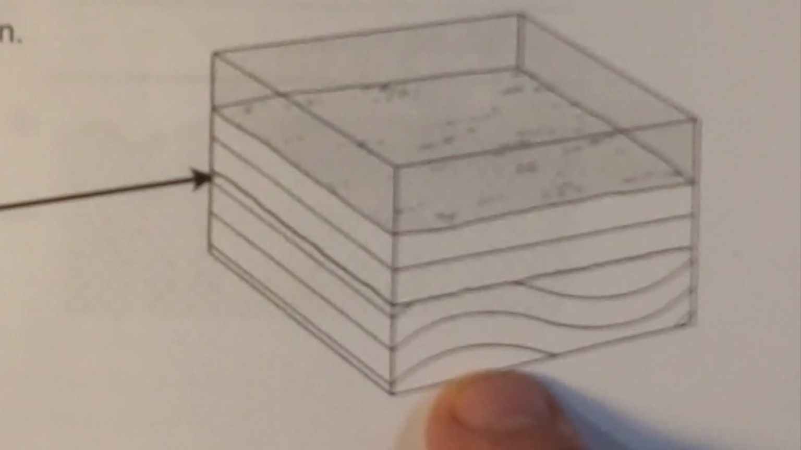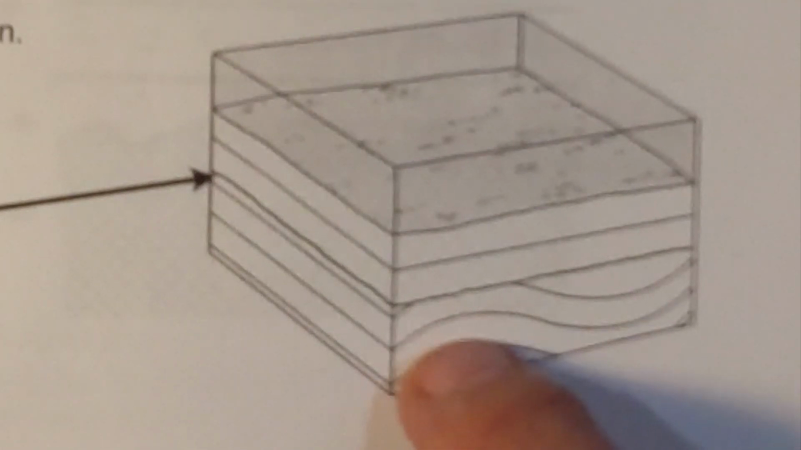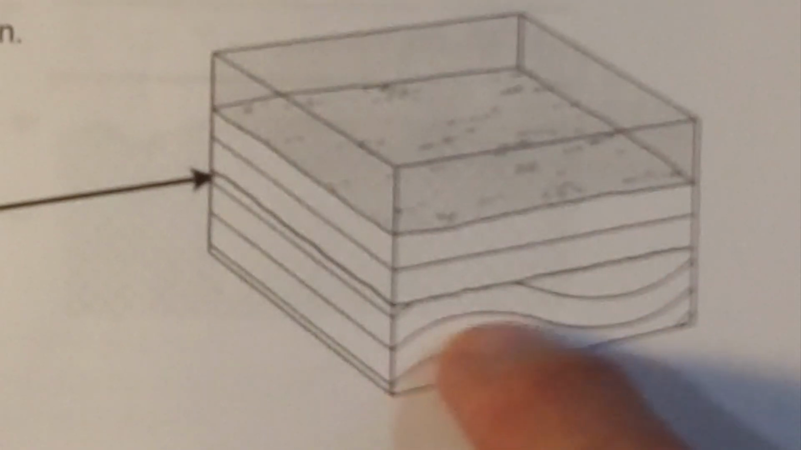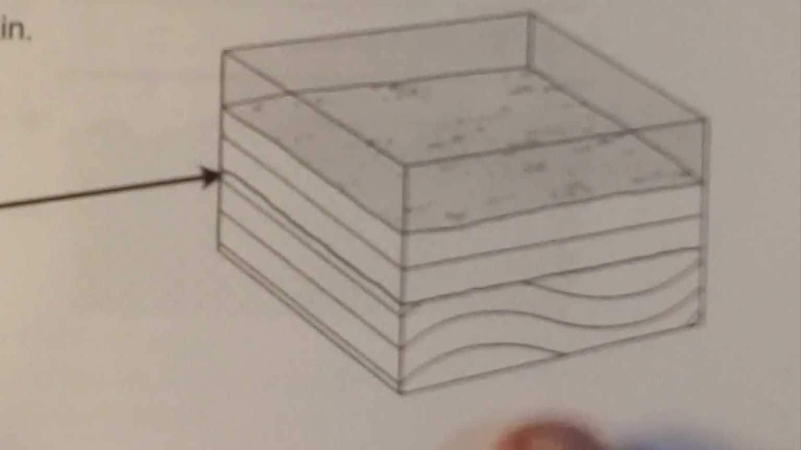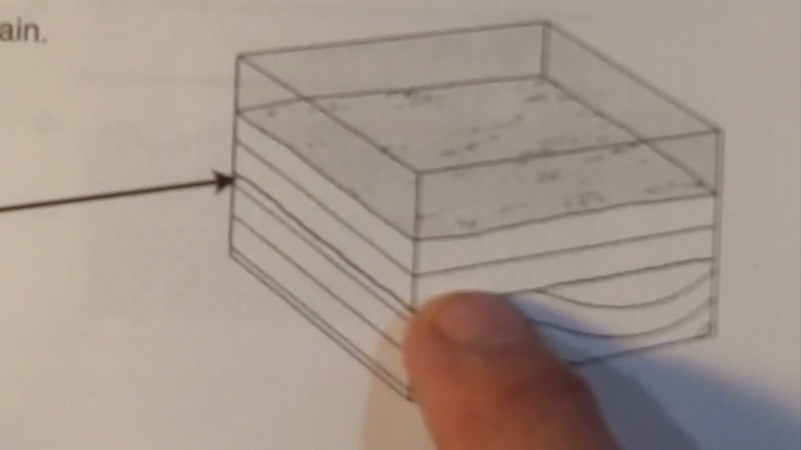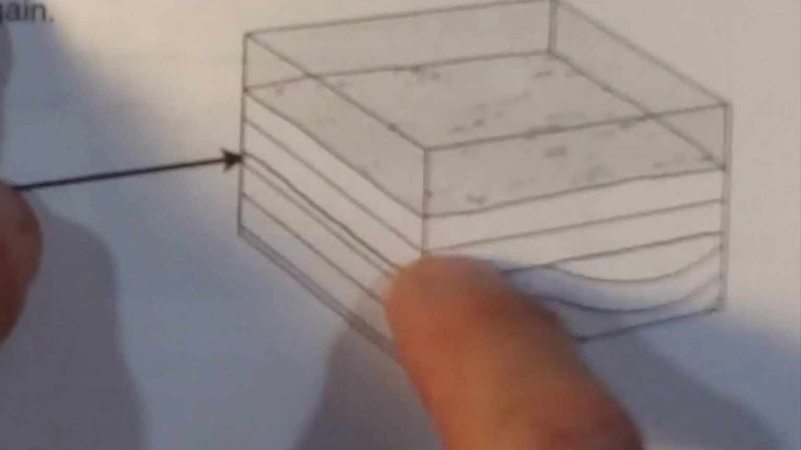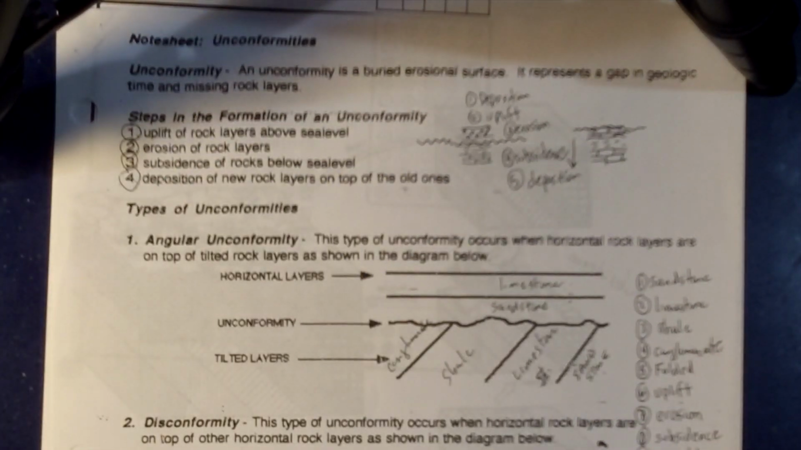This story would go something like this. Here's the oldest, next. Then the area is uplifted and folded. Then erosion takes place. Then we have subsidence taking place, and then we have new deposition. Okay, we'll take a look at this one over here.